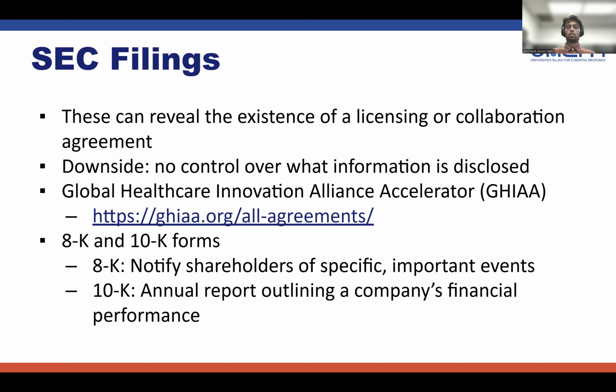The two types of forms that are going to be quite instructive are 8K and 10K forms. An 8K form notifies shareholders of specific important unscheduled events that could affect the stock price of a given company, and these apply to publicly traded companies only. And then a 10K form is an annual report outlining a company's financial performance. So it would include a summary of these material events as well as other financial data that the SEC requires publicly traded companies to disclose.